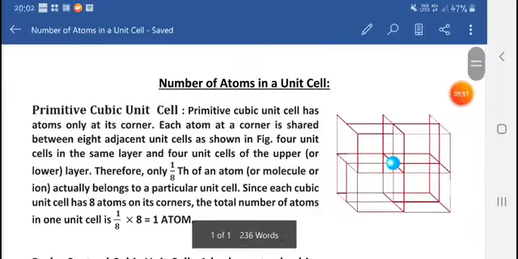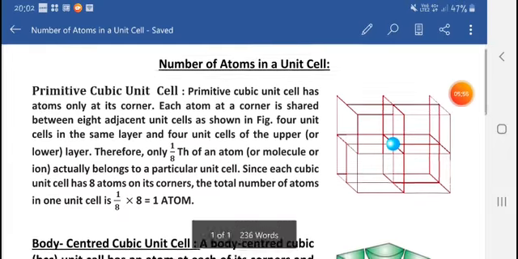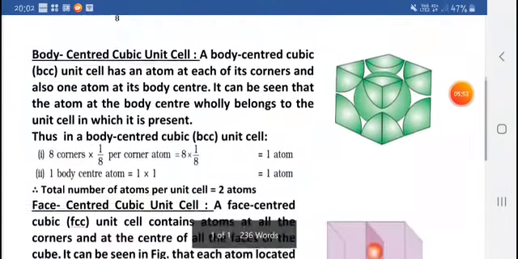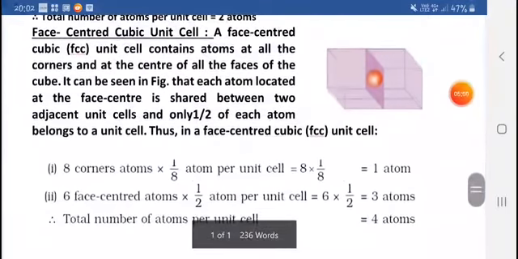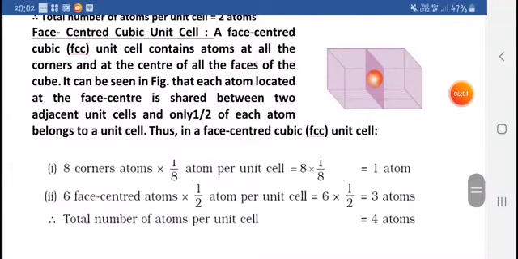So here we summarize that the number of atoms in a unit cell in the case of a simple cubic unit cell is 1, BCC body centered cubic type is 2, and face centered unit cell is 4.